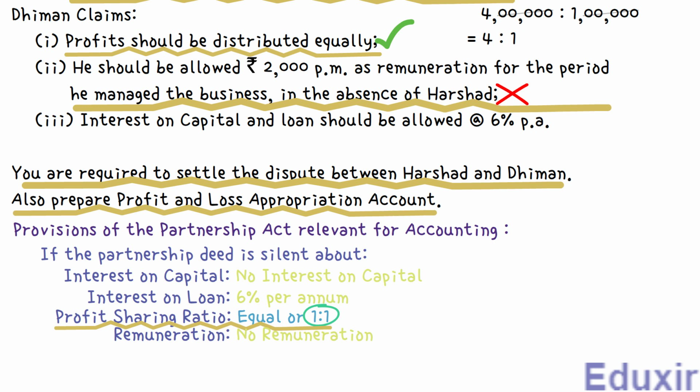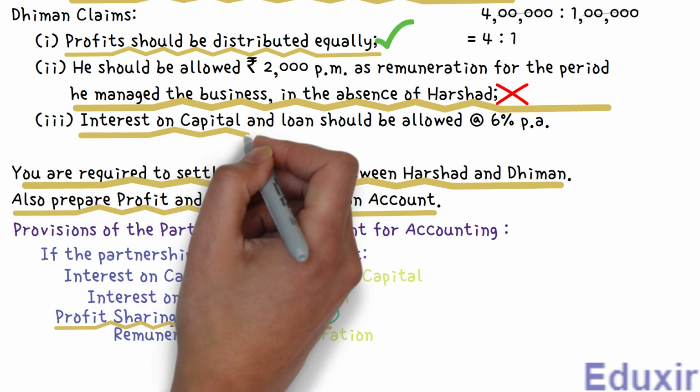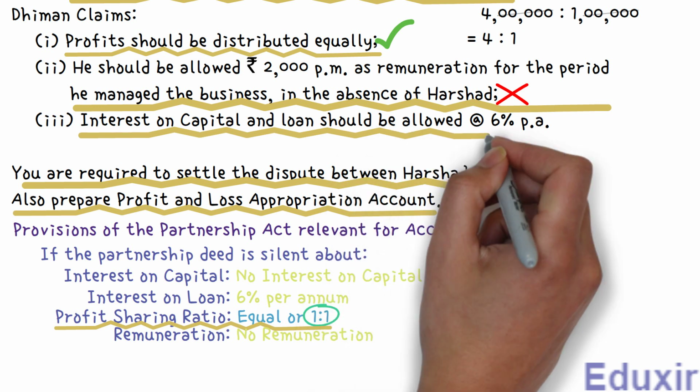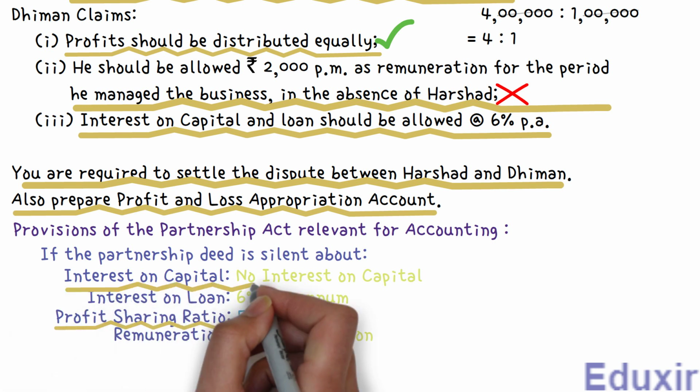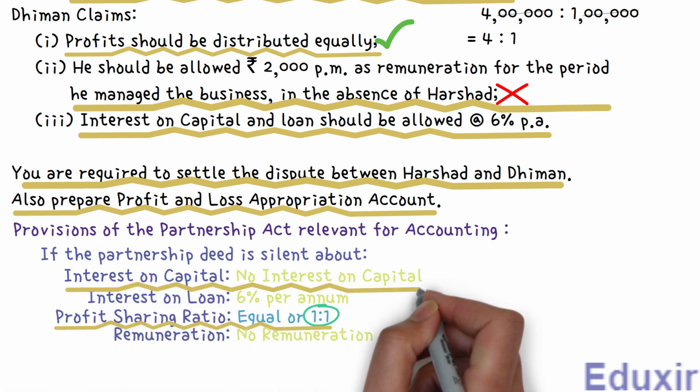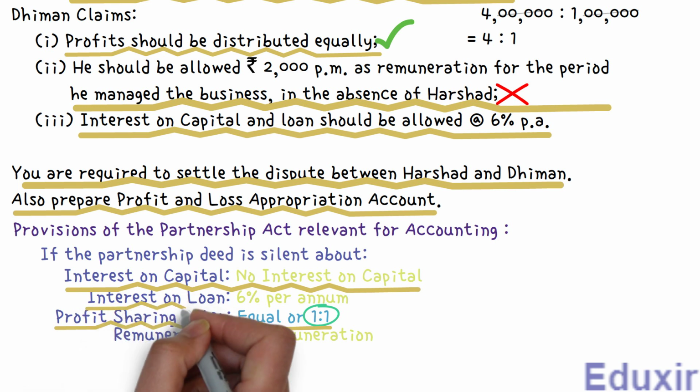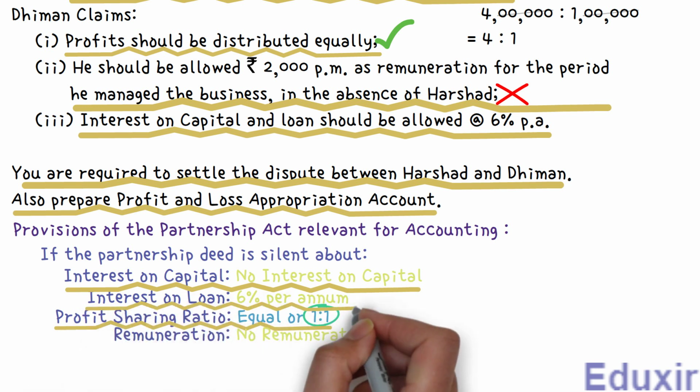Let us now move to the next claim made by the partner Dhiman. As per this claim, the interest on capital and loan should be allowed at 6% per annum. Just now we have seen that if the partnership deed is silent about the interest on capital, then the interest on capital should be none. Also, the interest on loan should be at the rate of 6% per annum.